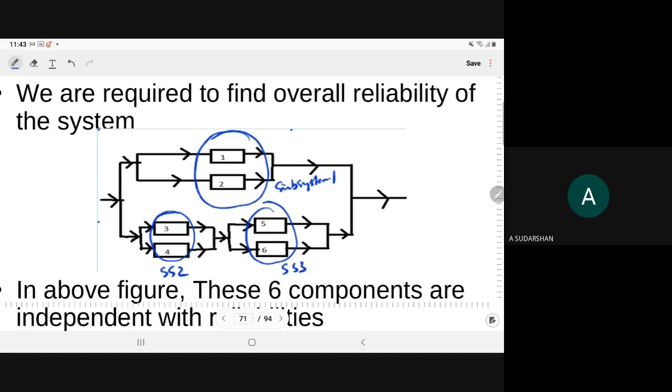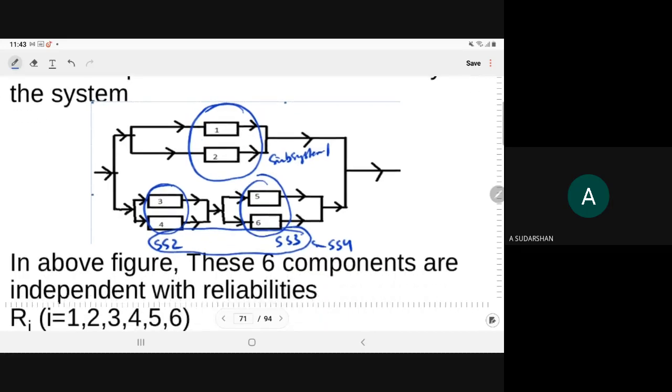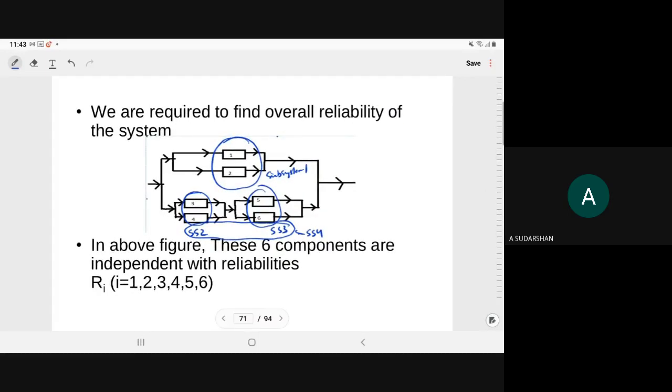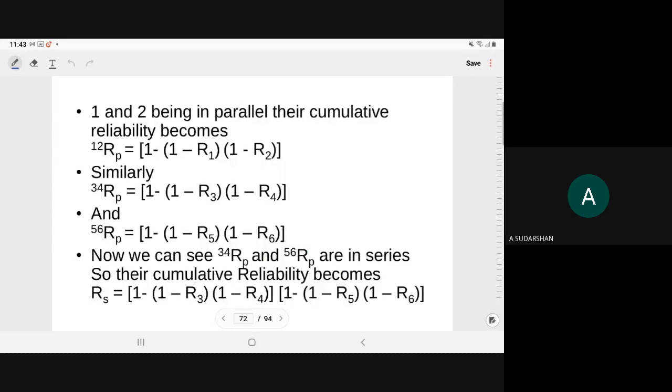So subsystem 2 and 3 are arranged in series, right? Let this be subsystem 4, and subsystem 1 and 4 are arranged in parallel. So here we have this system. 1 and 2 are in parallel. Their cumulative reliability, because we have the parallel system, will become 1 minus R1 into 1 minus R2.